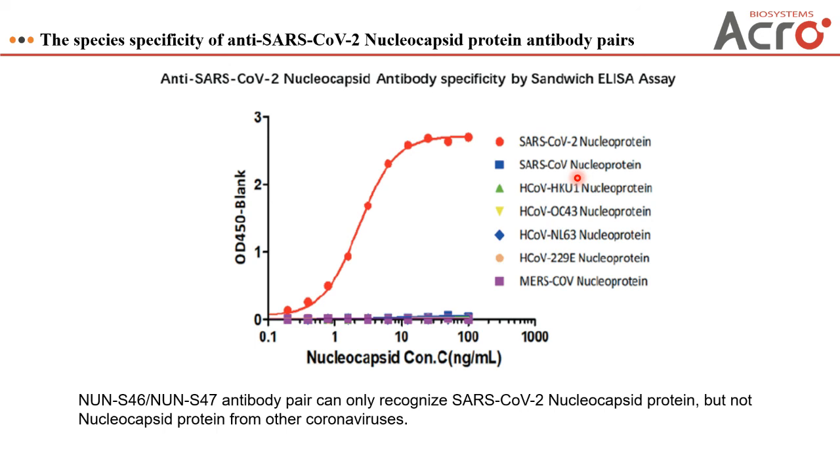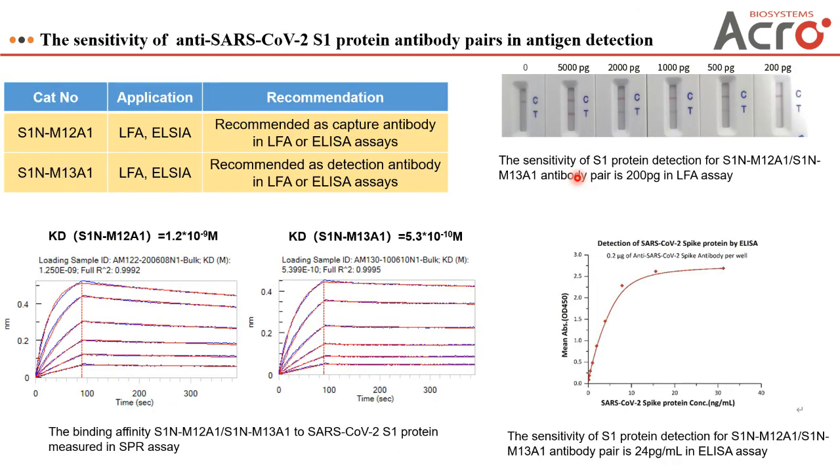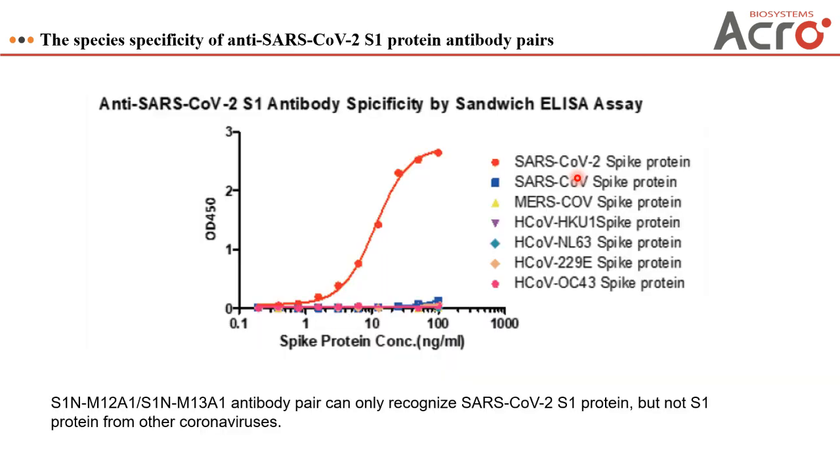Similarly, we also measured the sensitivity of detecting S1 protein for S1AM12A1 and S1NM13A1 antibody pair. The sensitivity is 200 picogram in our ELISA assay and 24 picogram per milliliter in ELISA assay, respectively. This antibody pair can only recognize SARS-CoV-2 S1 protein, but not S1 protein from other coronaviruses.